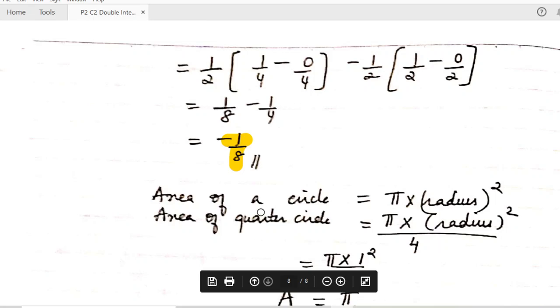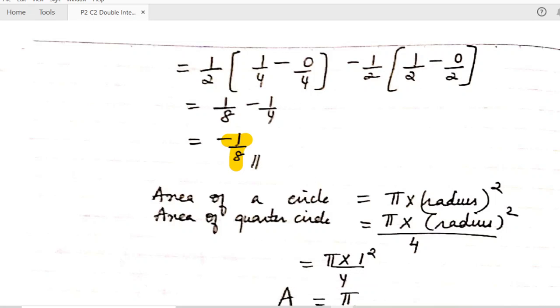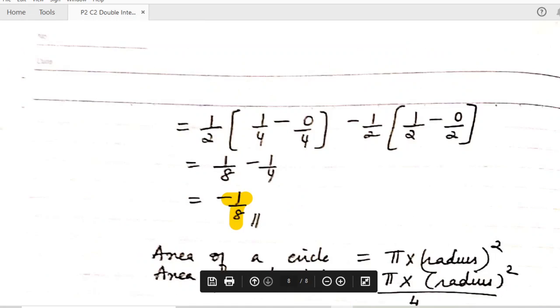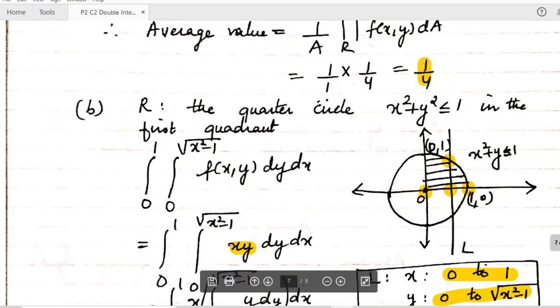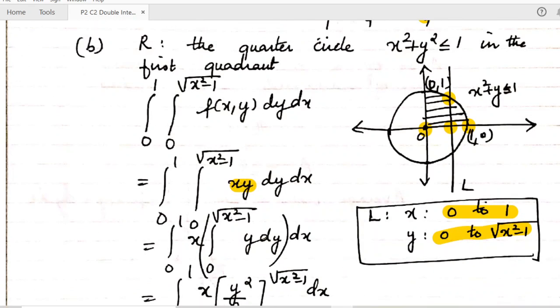Now we are finding the area of the circle, so the area of our region. We know that for the area, either we can use the previous methods or we can also use the geometrical method. We know the area of a circle is always pi r square. Here r is 1, so the area of this whole circle will be pi into 1 square, that is pi.